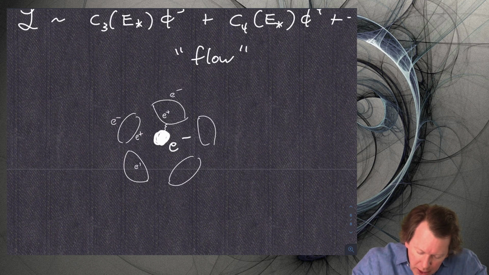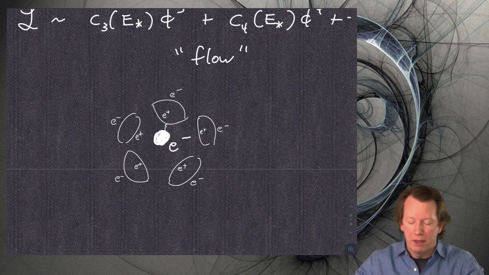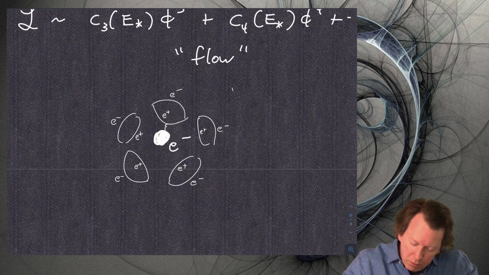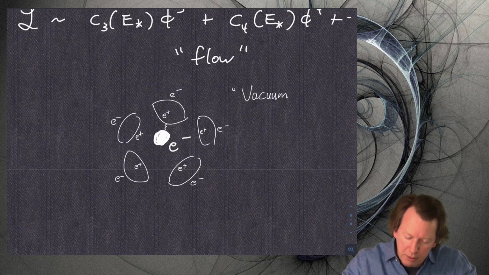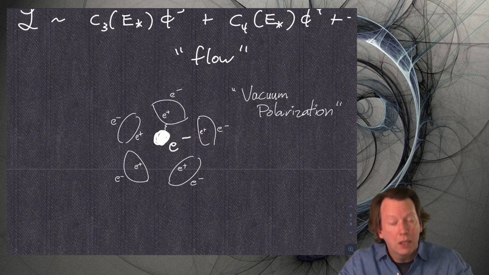The positrons align themselves on the side closer to the electron, whereas the virtual electrons end up being pushed a little bit away from the real electron. And this is a real physical effect. This is called vacuum polarization, polarization in the sense that there's a directionality to what is going on. And this physical effect has experimental consequences.